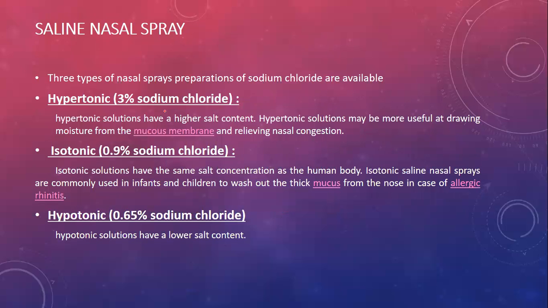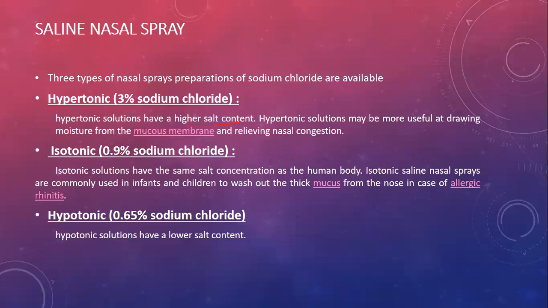Then there are three types of nasal sprays which are available nowadays. It is divided into hypotonic, isotonic, and hypertonic on the basis of the sodium concentration. First is hypertonic. The solutions have a higher salt content. From the name itself, we get an idea of what exactly it is, isn't it? Hypertonic means the solute concentration will be more, which means 3% sodium chloride will be present in this solution. It may be more useful at drawing moisture from the mucous membrane and relieving nasal congestion. So it is mainly used to relieve nasal congestion.